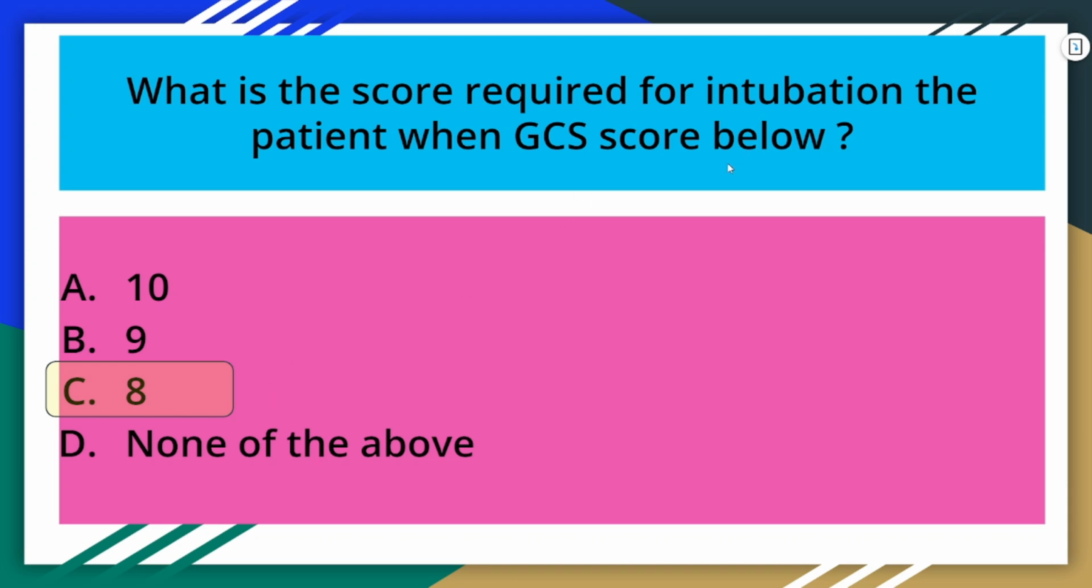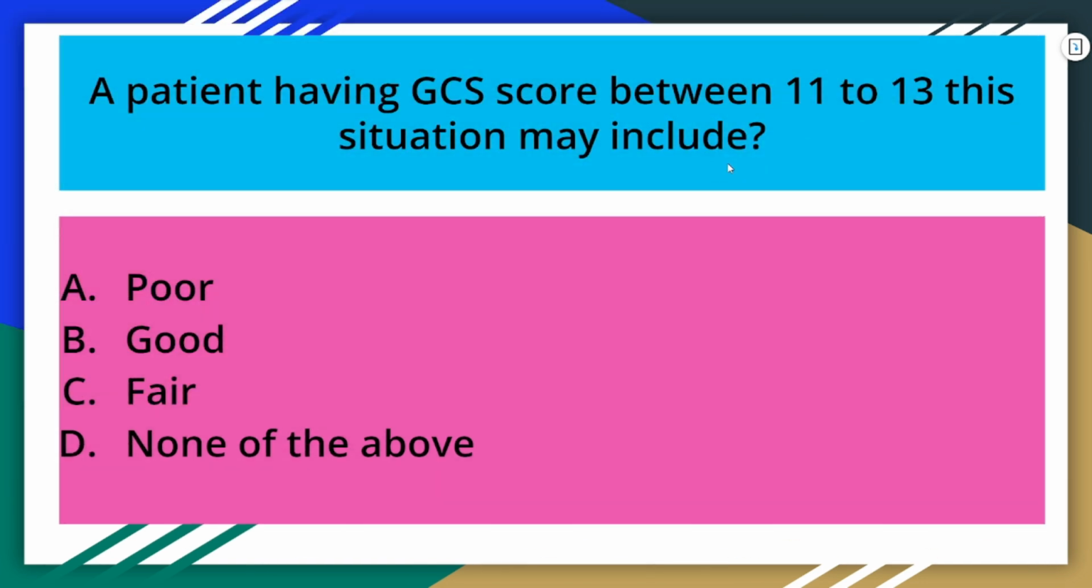A patient has a GCS score between 11 and 13. This situation may include good, poor, fair, or none of the above. The correct answer is fair.